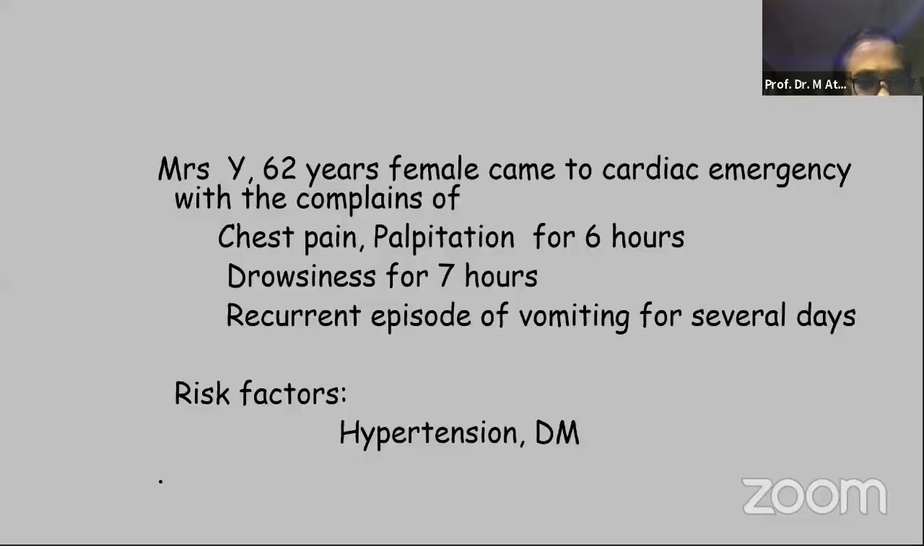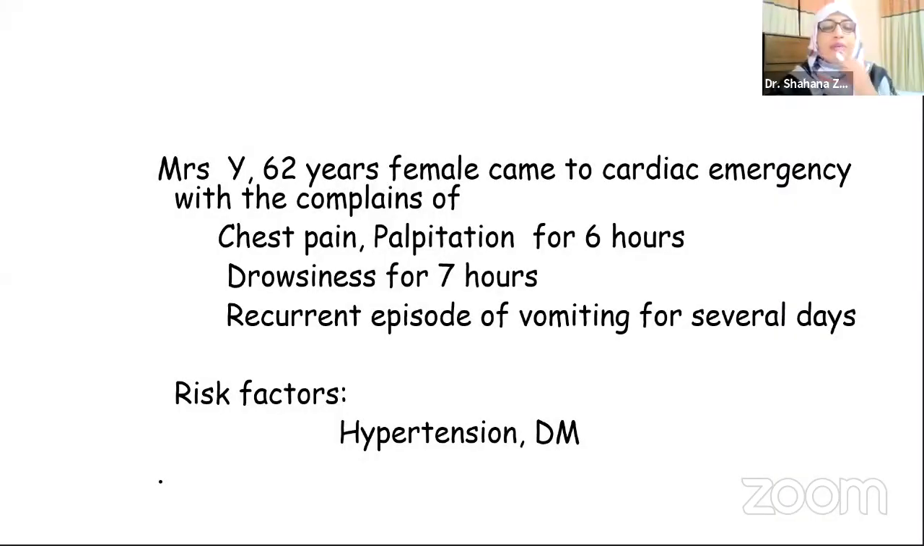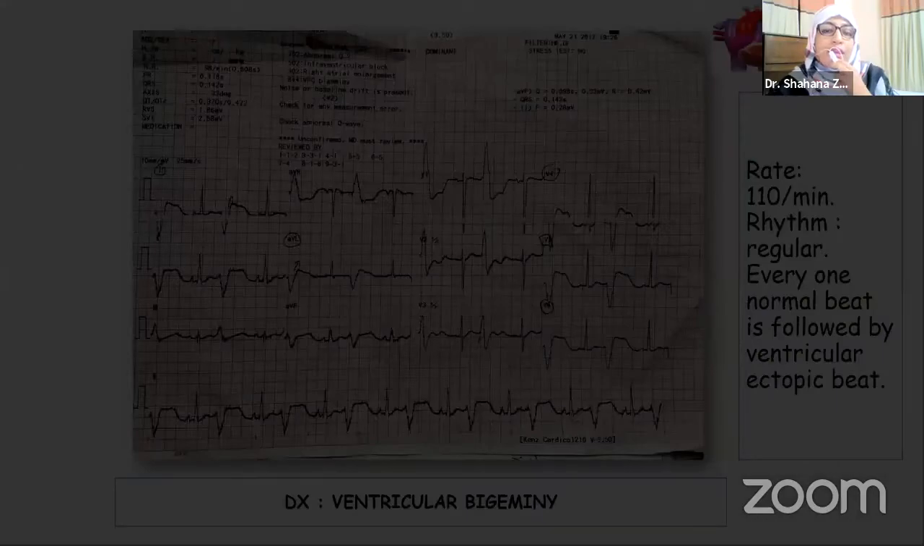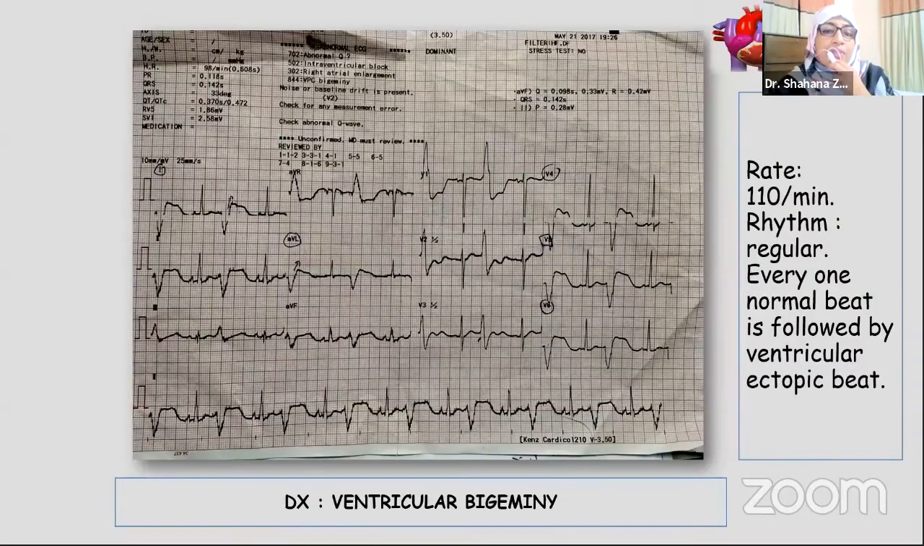My next and last case: Mrs. Y, who is 62 years old, came to cardiac emergency with complaints of chest pain and palpitation for 6 hours, drowsiness for 7 hours, and recurrent episodes of vomiting for several days. Her risk factors were hypertension and diabetes. On examination, her pulse was 72 beats per minute, BP was 130 by 80 millimeter of mercury. Her precordial and lung examinations were normal. This was her admission ECG, which shows ventricular bigeminy.